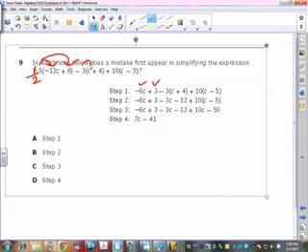Negative 3 times c is, they're good with that. Negative 3 times positive 4 is, that's correct. 10 times c is 10c, and then 10 times negative 50 is, okay, so step 1, step 2, step 3 are all good.